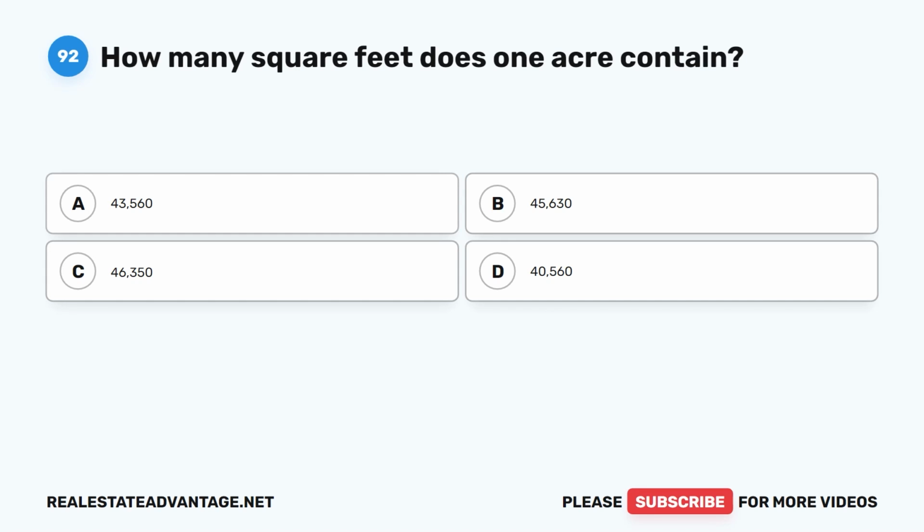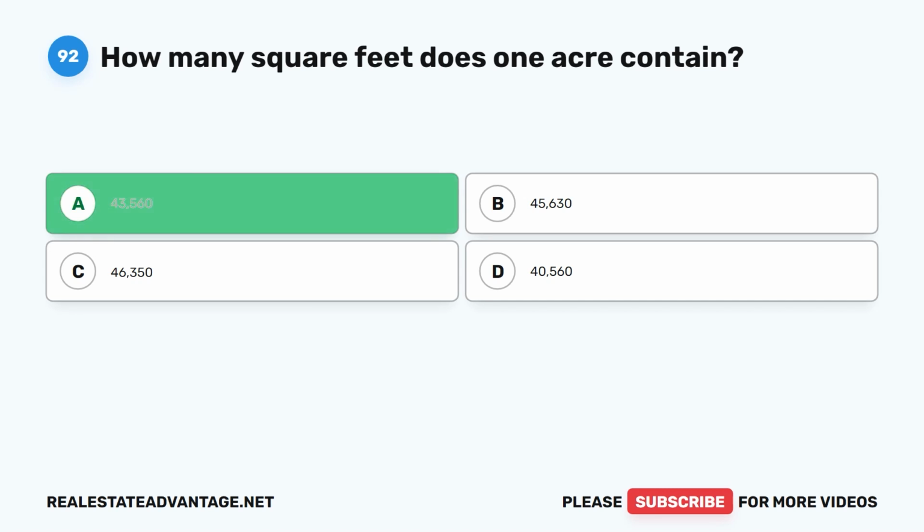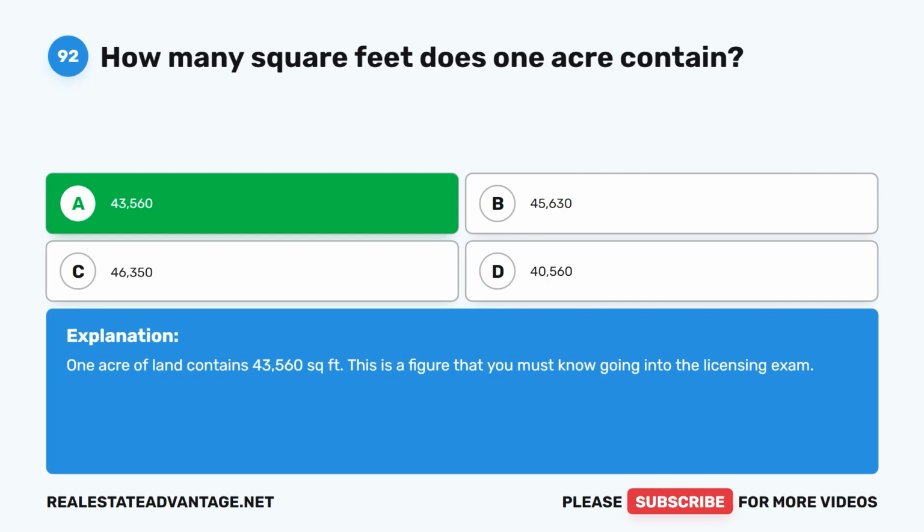Question 92. How many square feet does 1 acre contain? A. 43,560. B. 45,630. C. 46,350. D. 40,560. The correct answer is A. 43,560. 1 acre of land contains 43,560 square feet. This is a figure that you must know going into the licensing exam.